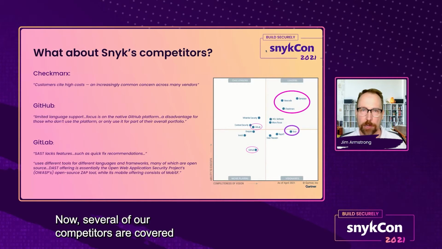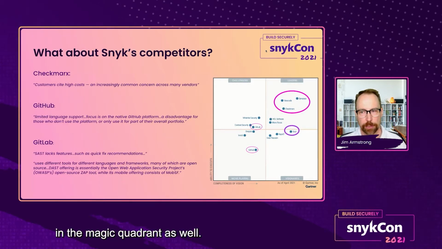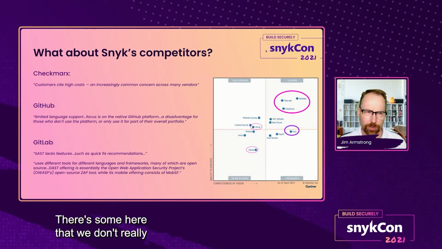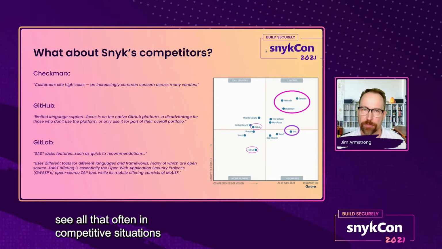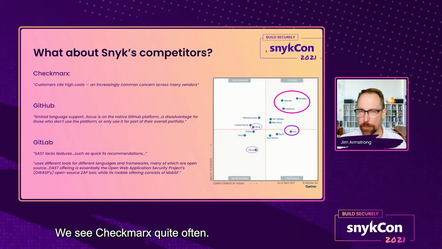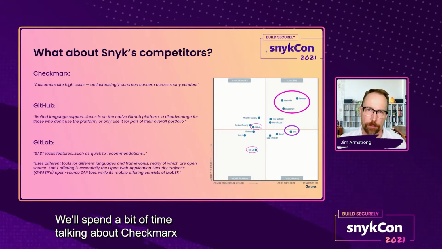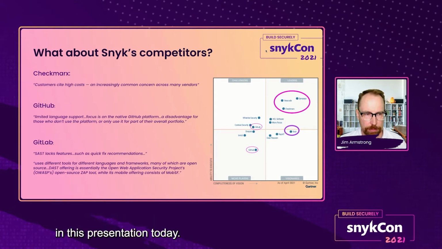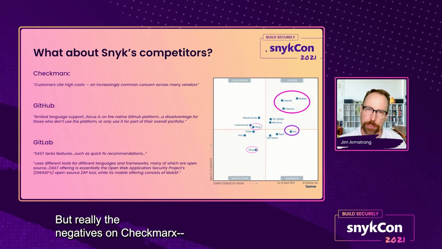Now, several of our competitors are covered in the Magic Quadrant as well. There are some here that we don't really see all that often in competitive situations, but a few that we do see fairly often. Just to highlight a couple of these, we'll get into more details as we go through the presentation. Checkmarx was on here. We see Checkmarx quite often. We'll spend a bit of time talking about Checkmarx in this presentation today, but really the negatives on Checkmarx are complexity, I think, and also the high cost.